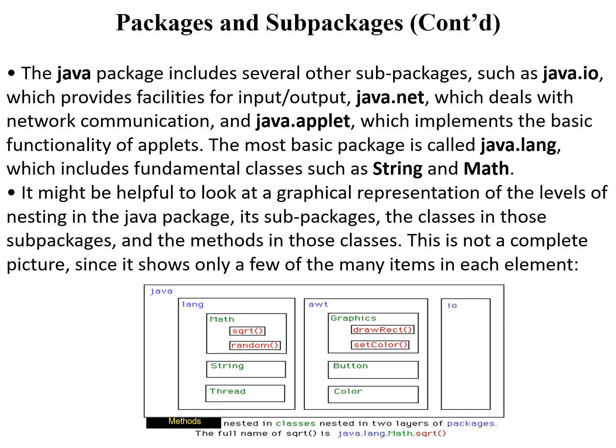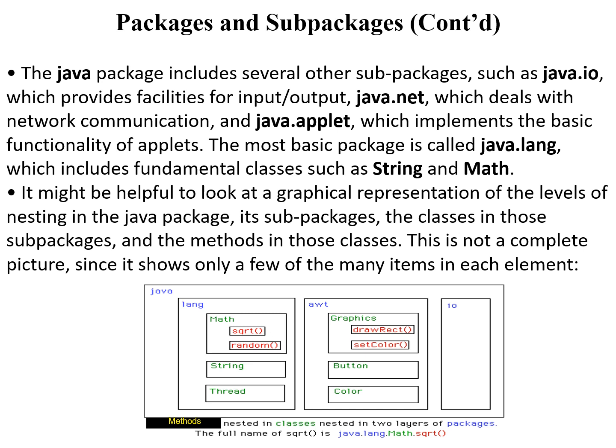Packages and subpackages. The Java package includes several subpackages such as java.io, which provides facilities for input and output; java.net, which deals with network communications; and java.applet, which implements the basic functionality of an applet. The most basic package is called java.lang, which includes fundamental classes such as String and Math.